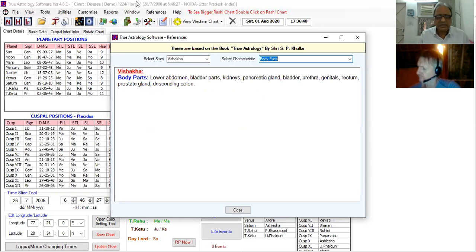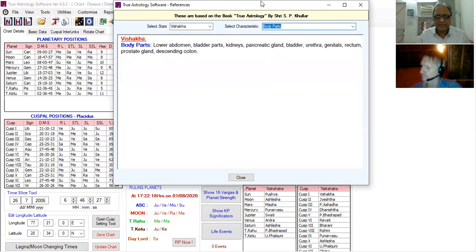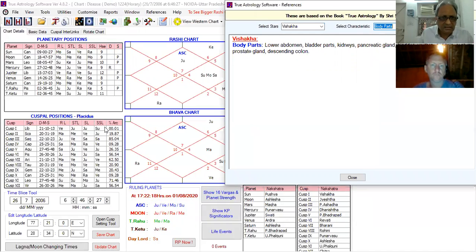Now, our next point is to check the sub-sub-lord rising on the ascendant. Number 4, check the sub-sub-lord rising on the ascendant. Here, the ascendant sub-sub-lord is Sun. Next point, number 5: the ascendant sub-sub-lord is Sun. You have to note down the body parts and the diseases given by the Sun. You can check it from here only; the list is given here.